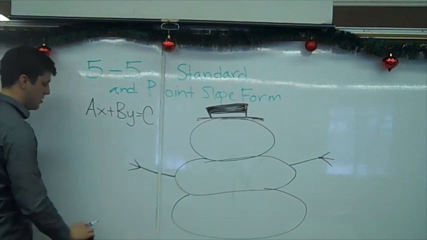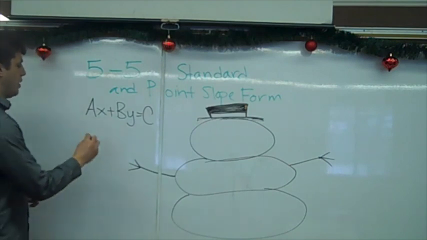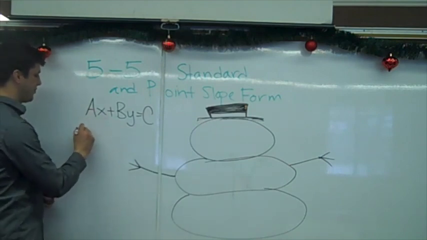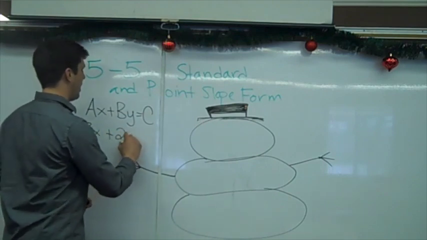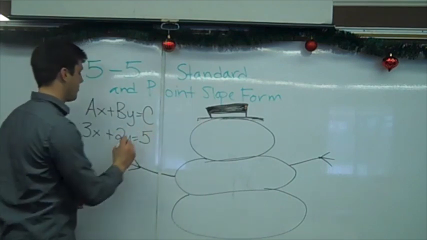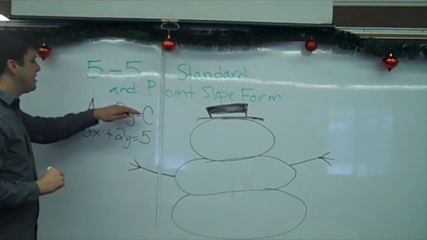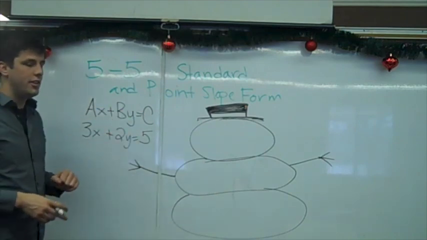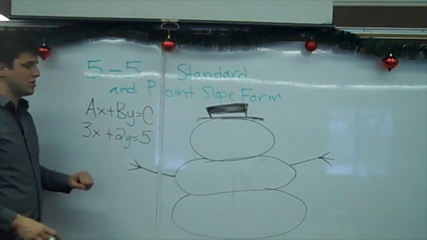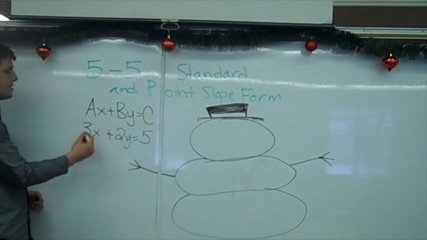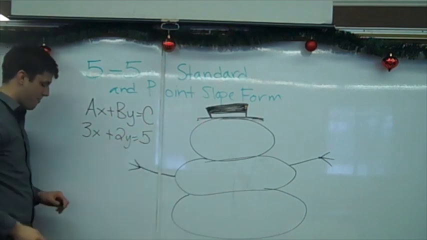However, if we had an equation like this, 3x plus 2y equals 5, then a, b, and c are the numbers we see in front of the variables, and then c is the constant after the equal sign. So a is 3, b is 2, c is 5.